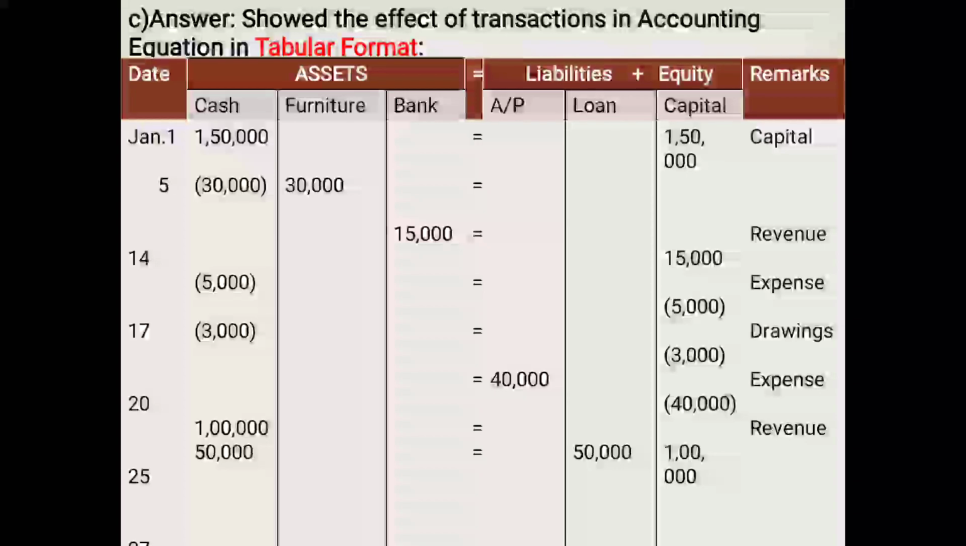Overall, this is how you will solve the tabular format, or show the effect on the accounting equation. Dear students, you can add all the columns separately: cash, furniture and bank, accounts payable, loan, capital. After that, you will prove that assets equal liabilities plus equity.